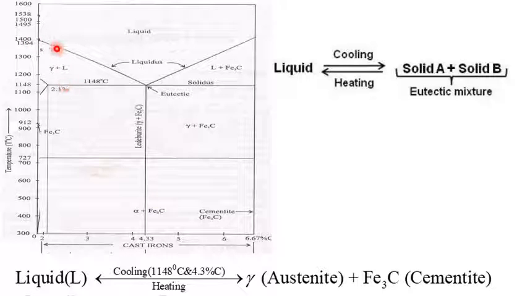Now when we move to the left side, the liquid gives rise to gamma, that is, austenite starts nucleating and growing at this temperature. As the carbon percentage increases, the liquid starts solidifying into Fe3C, that is cementite. Once it crosses the eutectic temperature, whatever liquid is there, the pro-eutectic austenite and pro-eutectic cementite will be retained, and the remaining liquid will solidify into the eutectic mixture called ledeburite.